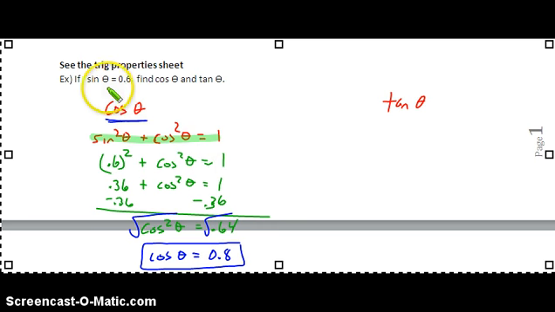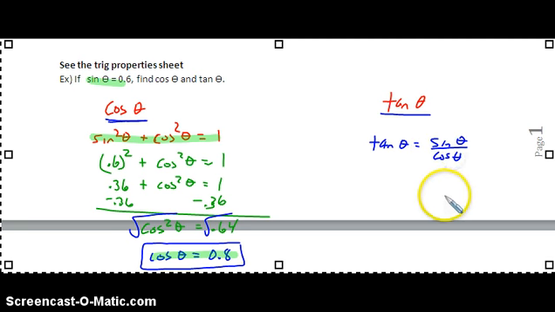Now think about what I have. Now I have sine and I have cosine. So because I have both of those, if I want to try to find the tangent, use a formula from your formula sheet that uses a cosine and a sine to find tangent. Well, I know one of the formulas says that the tangent is equal to the sine divided by the cosine. So, to find the tangent, plug in the sine, which they gave us as 0.6, plug in the cosine, which we just calculated to be 0.8, divide that out, and you're going to get 0.75.